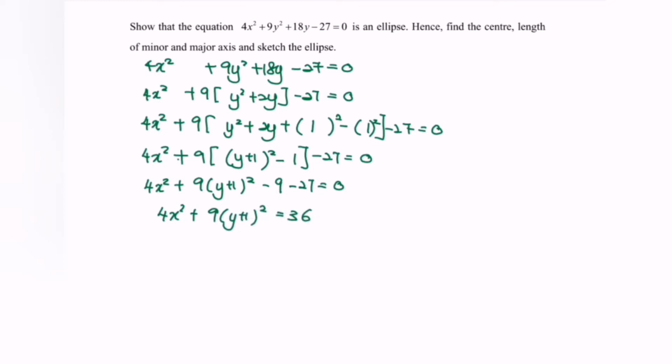Kindly divide all the terms by 36. So we will have 4x squared over 36, 9 bracket y plus 1 bracket squared over 36, and 36 over 36 equals 1. So here we will have x squared over 9 plus y plus 1 bracket squared over 4 equals 1. This shows that it is an ellipse.